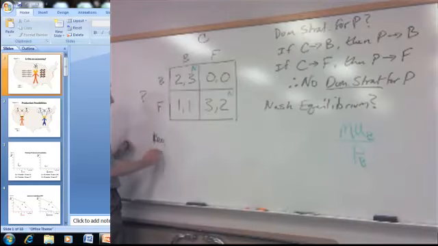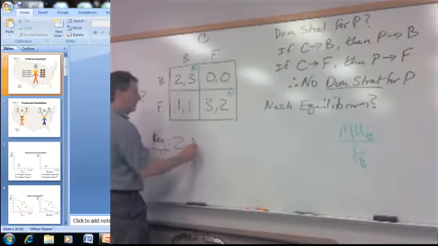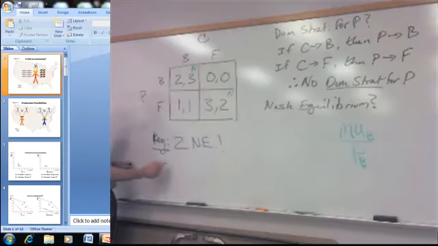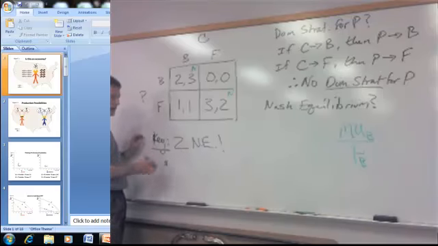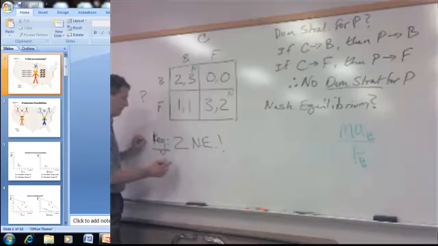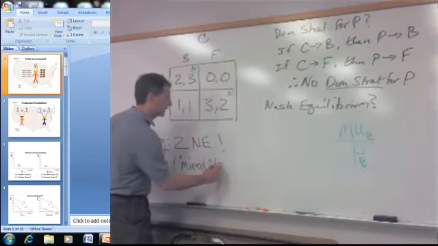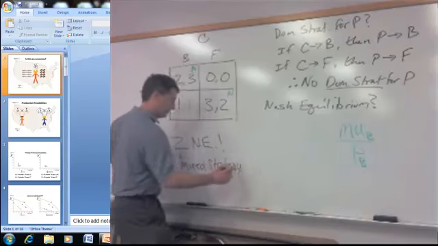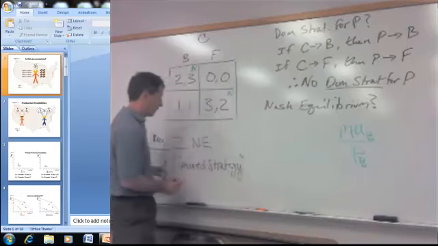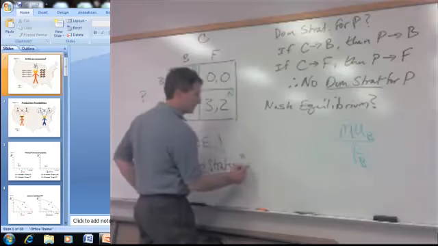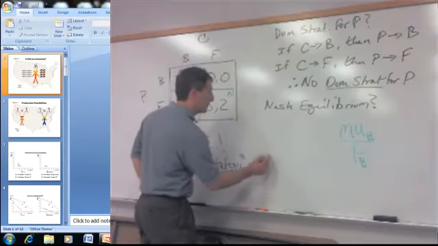So key point here is that there are two Nash equilibrium, and there is a mixed strategy equilibrium as well. There is one mixed strategy. I'll put that in quotes. That's kind of the econ term here. One mixed strategy equilibrium.